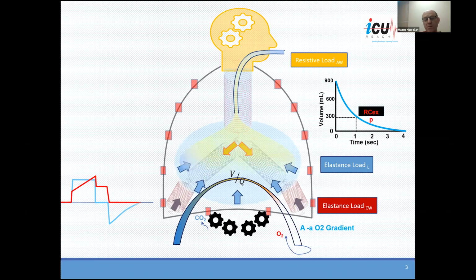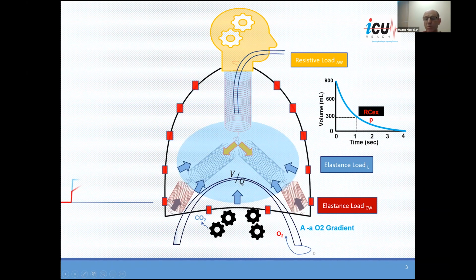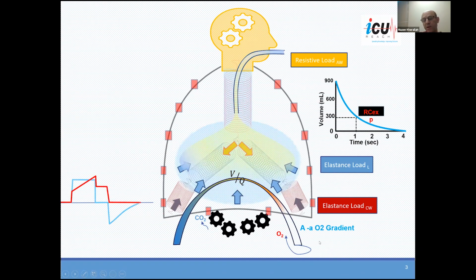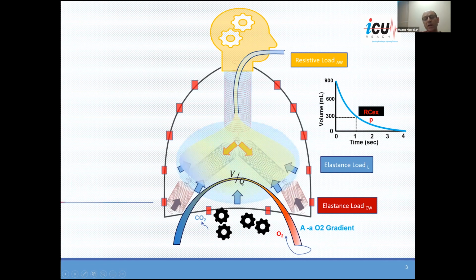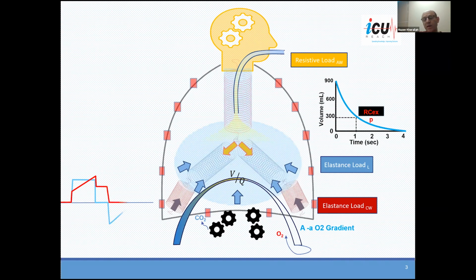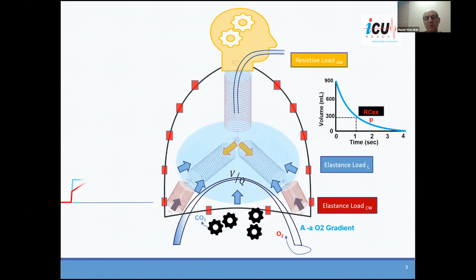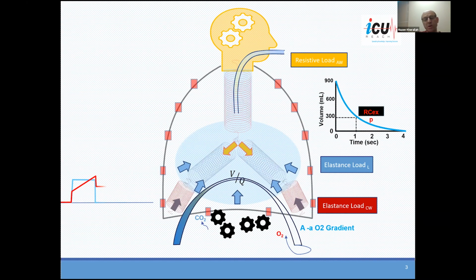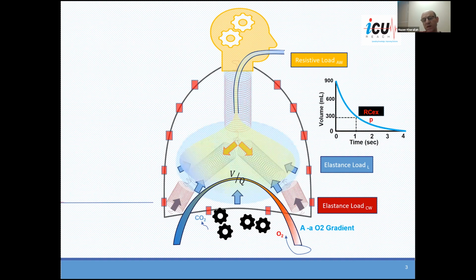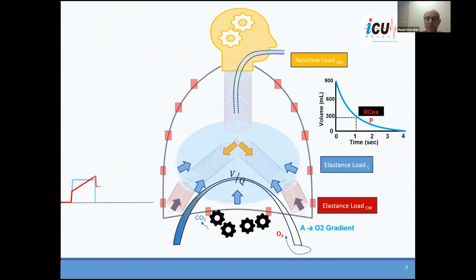The indicator of this mismatch is the calculation of the AA gradient. So it is very important in every patient that we calculate the AA gradient, so we can understand what VQ mismatch problem we have with that patient, whether it is only VQ mismatch, or a shunting process, or hypoventilation.